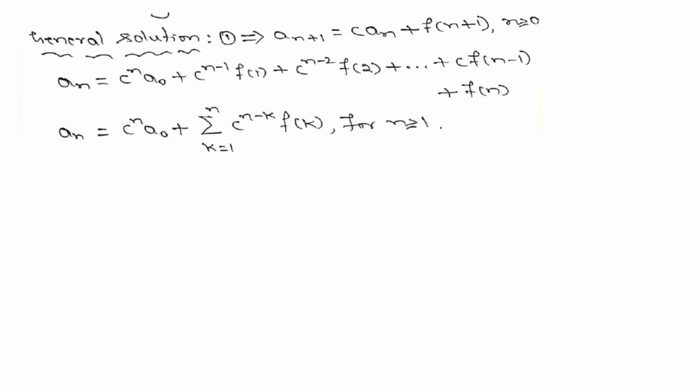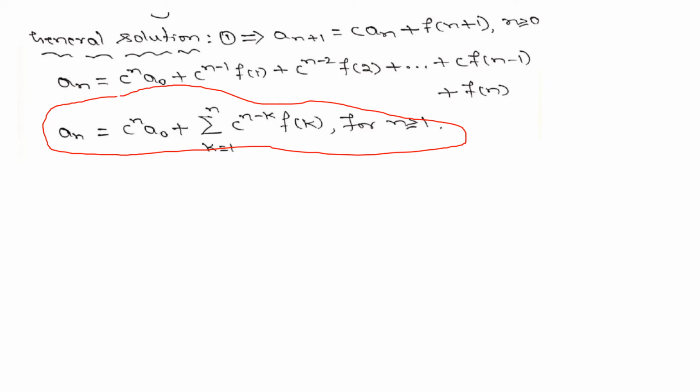Here, this is the solution for the above said recurrence relation. The solution is given by a_n. We need to find the value of a_n, which is equal to c to the power n. Where is the c? c will be mentioned in the recurrence relation. Here is our c, and a_0 will be given in the question.